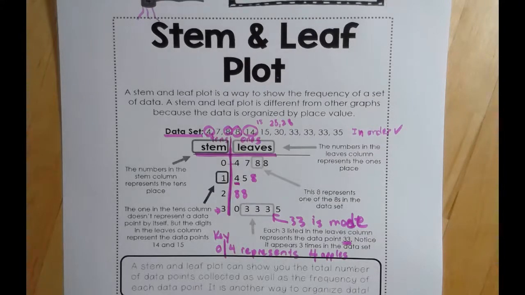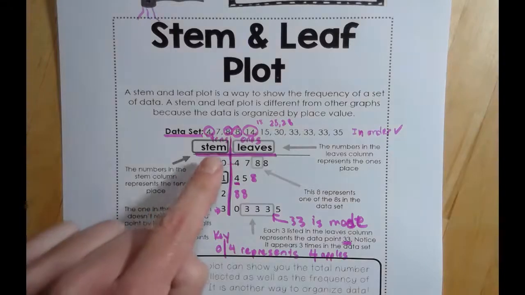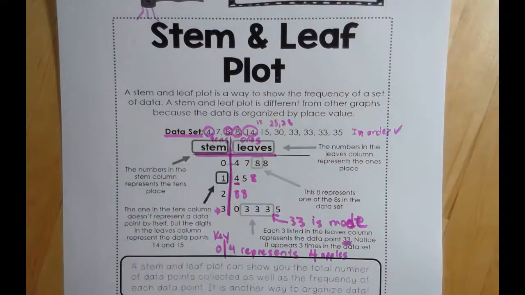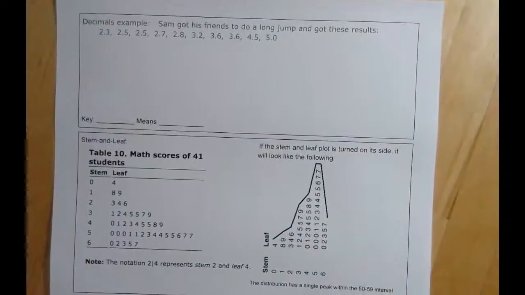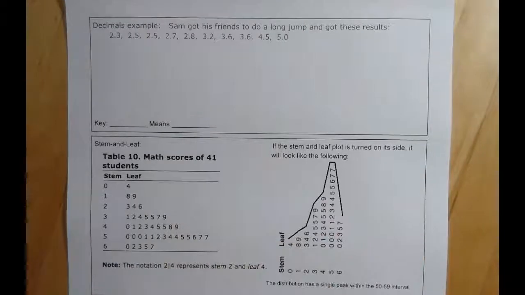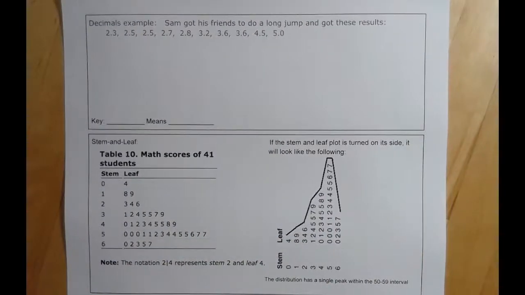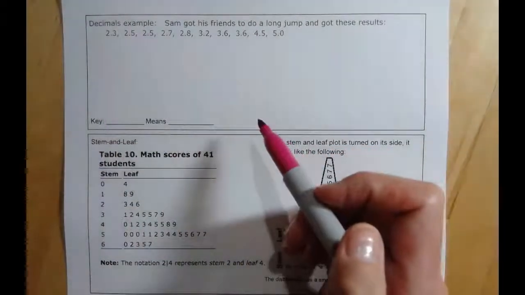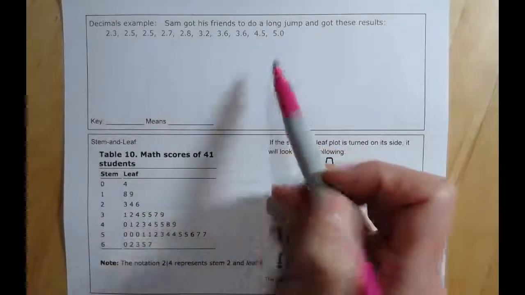And actually, as I pointed out here, these are tens and ones, and that's quite common. That's probably the most common place value for our stem and leaves. But we're going to do another example here, where when we look at this data, it wouldn't fit well in a stem and leaf plot that had tens and ones, because none of these have any tens. They all have ones and tenths.